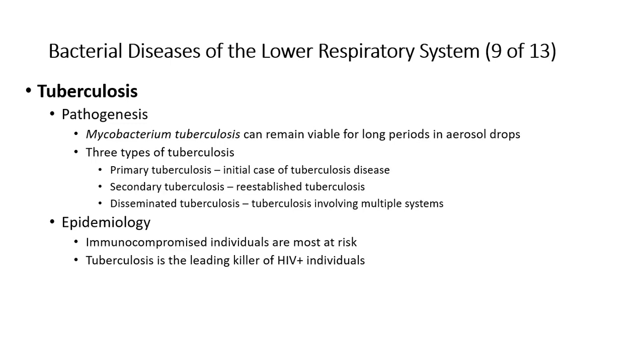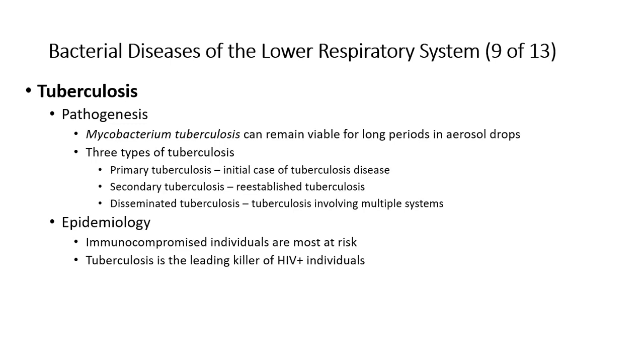Okay, a really common one around the world is tuberculosis. This is the leading killer of people that are HIV positive. Tuberculosis around the world is nothing to play around with, okay? It is caused by Mycobacterium tuberculosis, and it can remain viable for long periods in aerosol droplets. So you have to be careful. There are 3 types: primary, secondary, and disseminated.